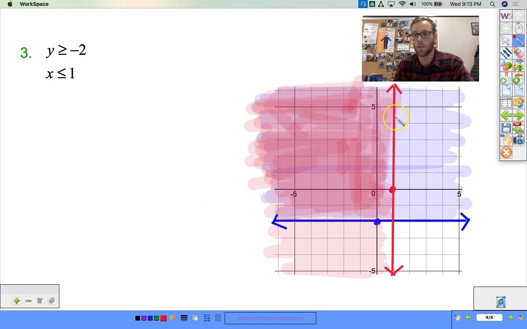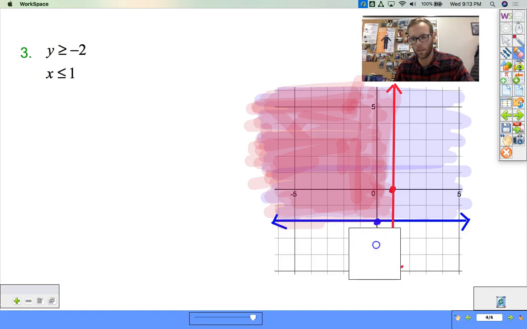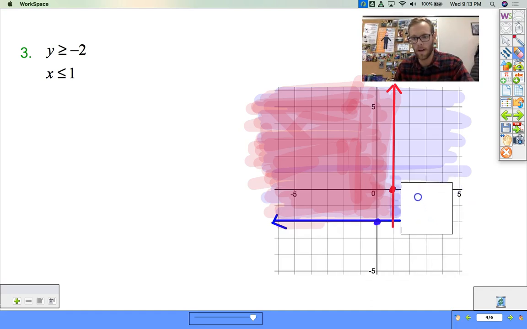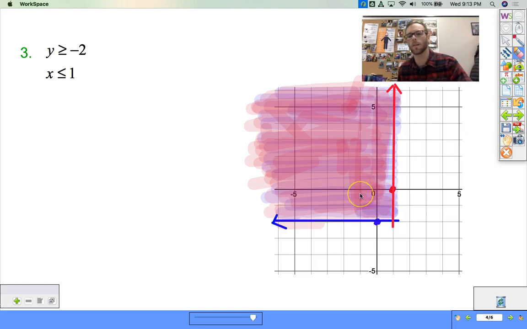Okay, that's our region. They include these solid lines. If you're like me, though, you might want to go back and erase everything that's not. You don't have to do that on your practice. You can just shade that in as dark as you can. Questions so far? Good. I feel like you've got it.